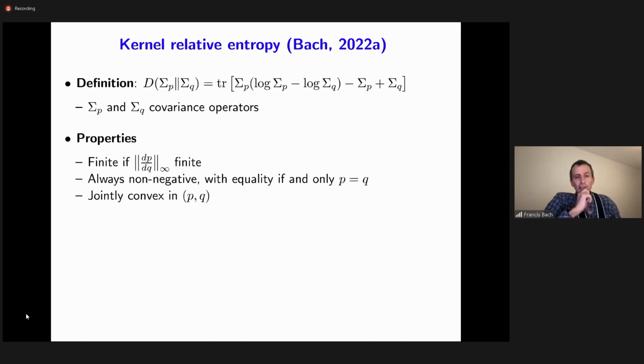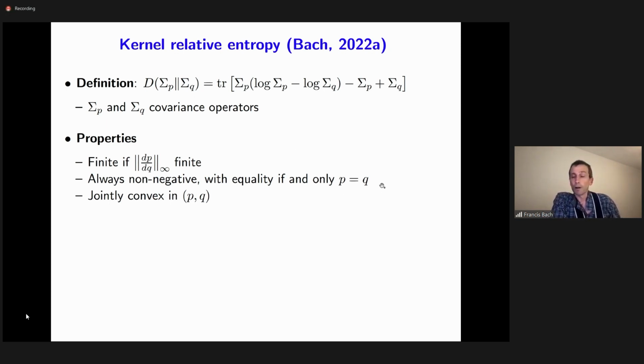So a few properties. First, this is well defined if P and Q are reasonably nice. So for example, if you have a bounded density of P relative to Q, you're finite. It's always non-negative by construction, and it's zero if and only if sigma P equals sigma Q. And because I've assumed that the mapping from P to sigma P is injective, this is only equal when P is equal to Q.